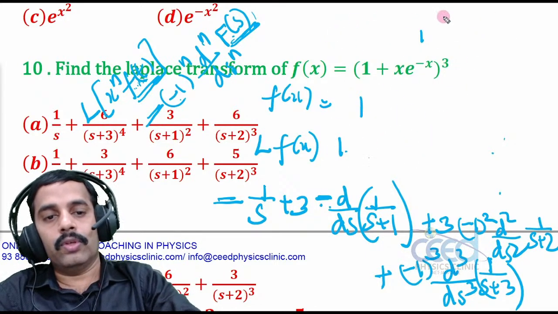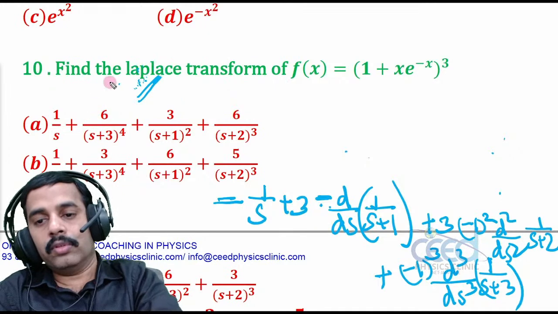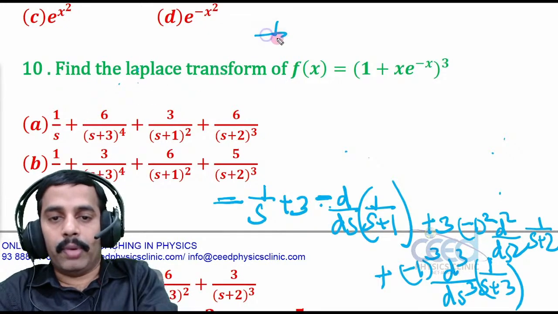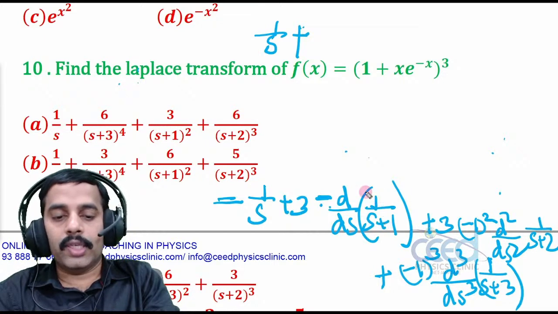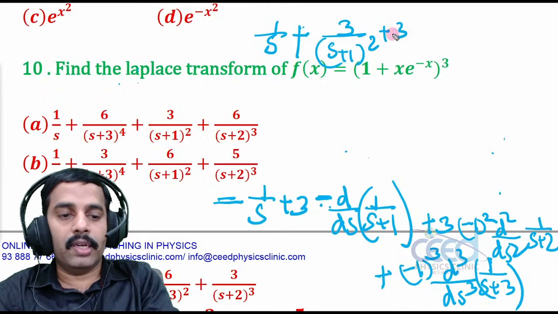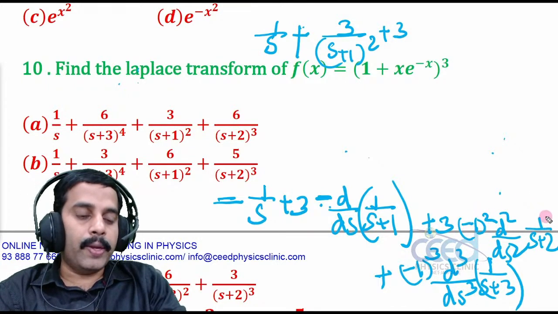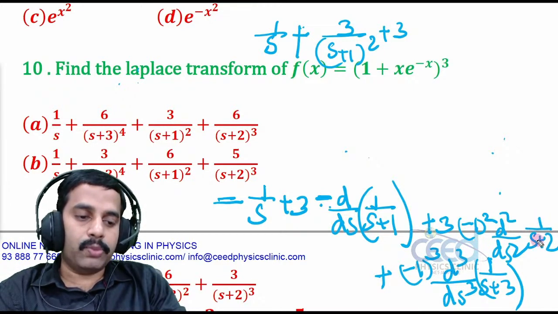So let me erase this all. So this will be 1 by s plus, here we have a minus, but this will be minus 1 by s plus 1 whole square, right? 1 by s plus 1 on differentiation gives minus 1 by s plus 1 the whole square. So that minus and this minus will cancel, so 3 by s plus 1 the whole square. Next term is, we have a 3 here, and this minus 1 square is plus, and the double derivative; the first derivative of this is minus 1 by s plus 2 whole square.